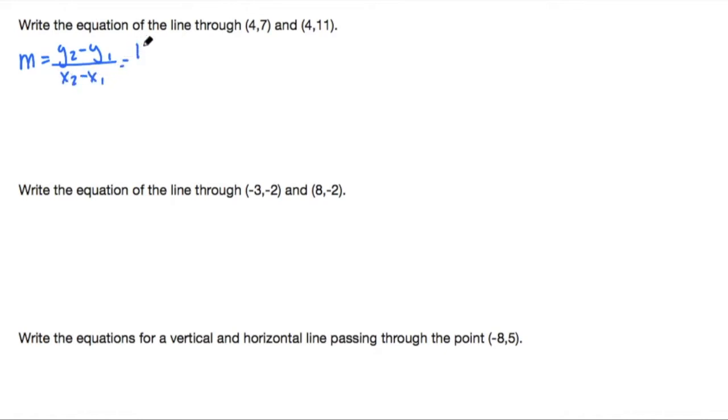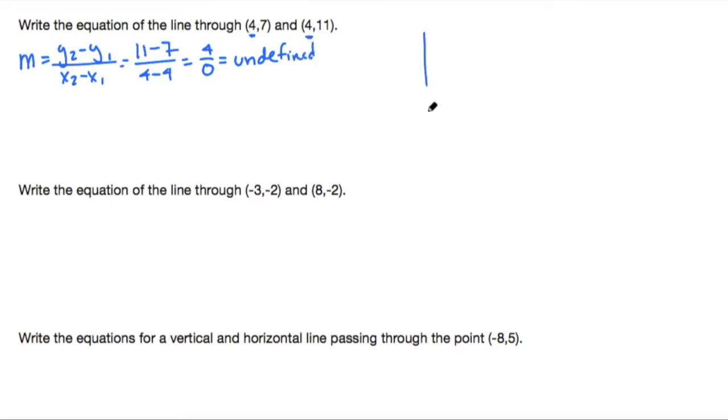If you started this, you get 11 minus 7 over 4 minus 4. So you get 4 over 0. Well, what is this? This is undefined. And so an undefined slope happens on a vertical line. Now, you might have been able to save yourself a little bit of effort here and recognize that the x value here is 4 and the x value here is 4.